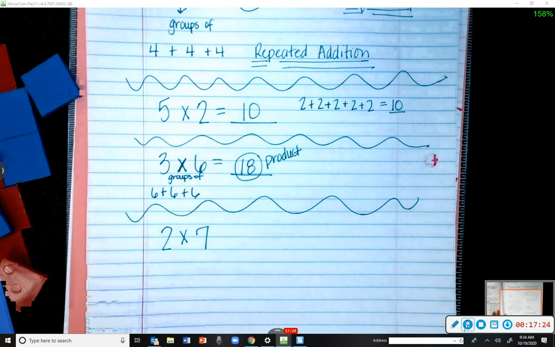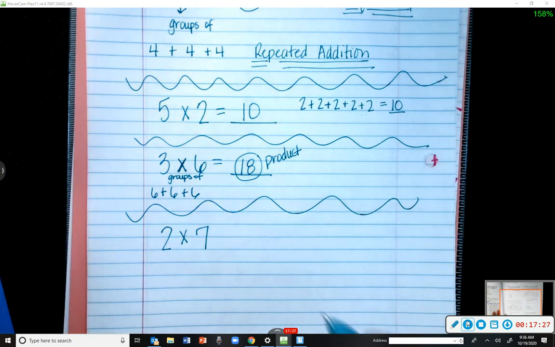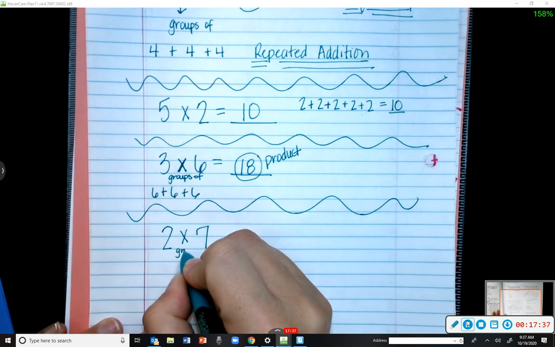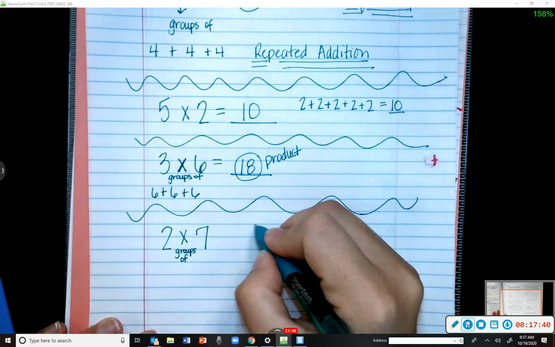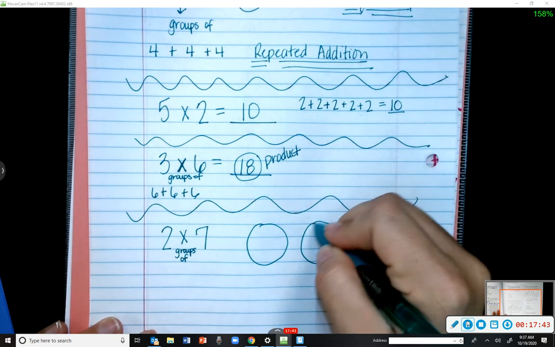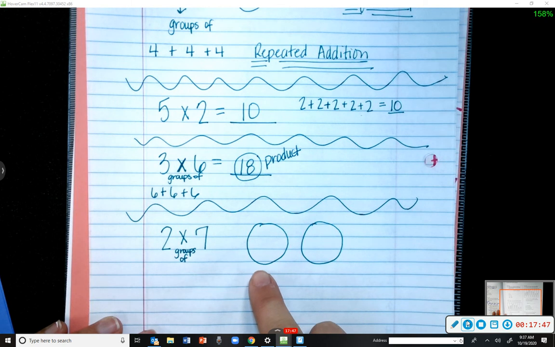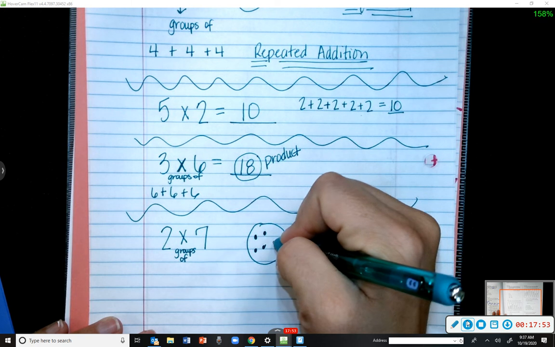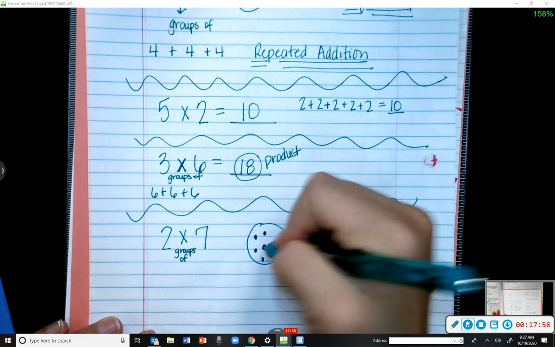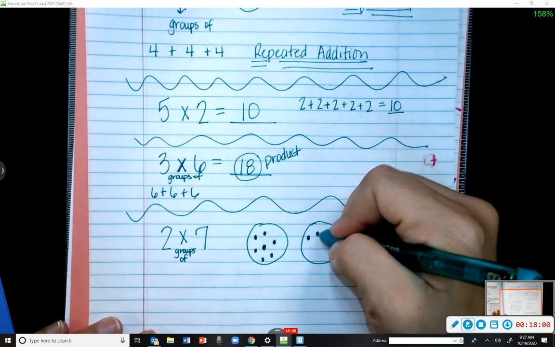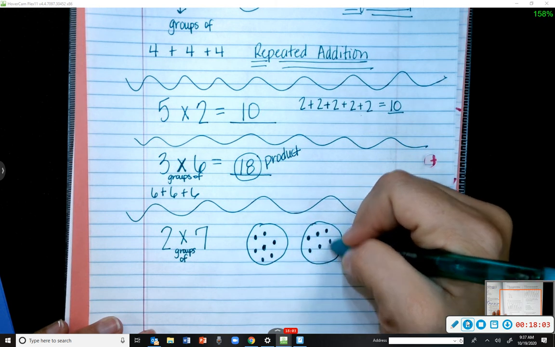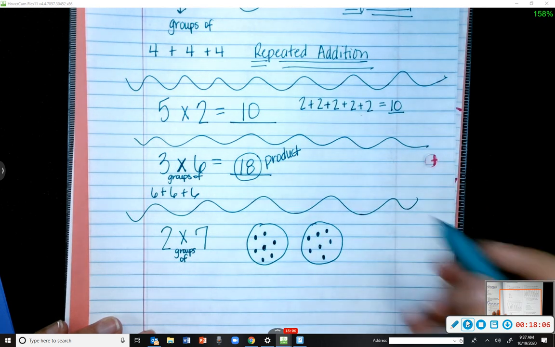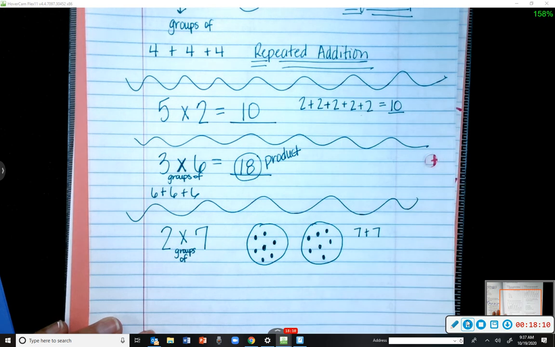Okay, so we're going to show you what that would look like. I'm going to do it without my tiles this time and show you how I would just do it without any type of manipulative. I would use paper and pencil, and I would do 2 groups of 7. So I would have 2 circles, or whatever you want to draw to represent 2 groups, and I would put 7 in each group. So 1, 2, 3, 4, 5, 6, 7. Okay, there's one group of 7, 1, 2, 3, 4, 5, 6, 7. So 2 groups of 7, I would write 7 plus 7 for my repeated addition.